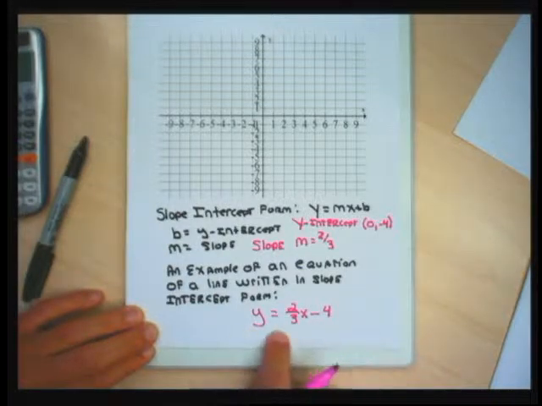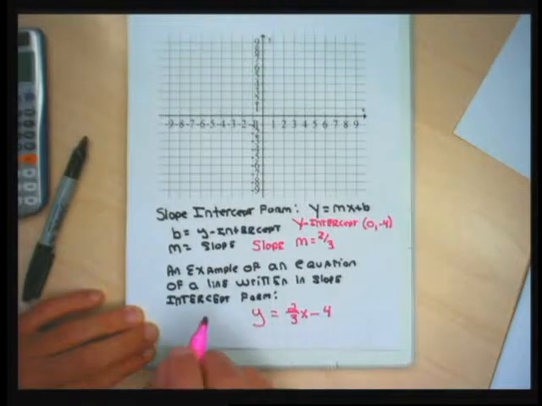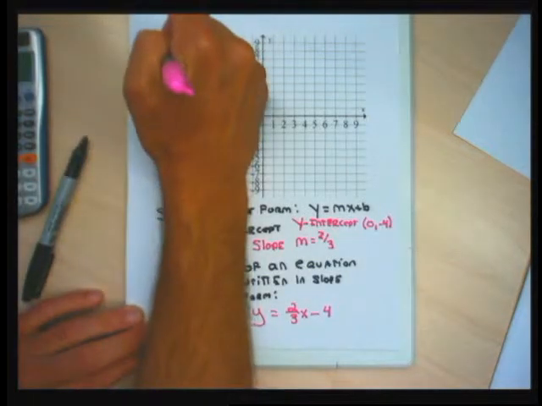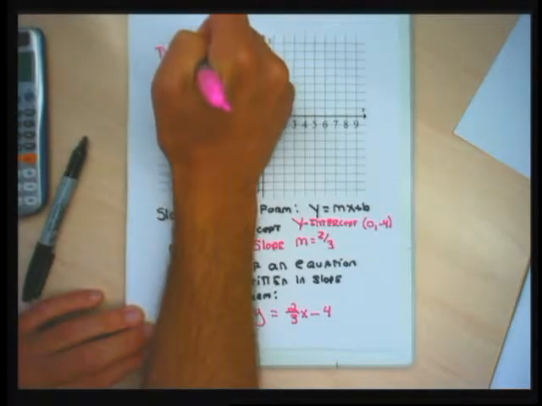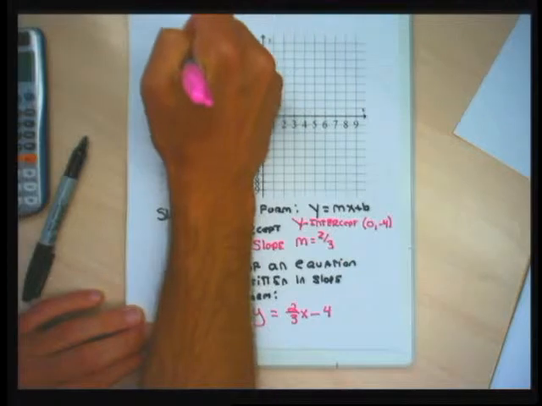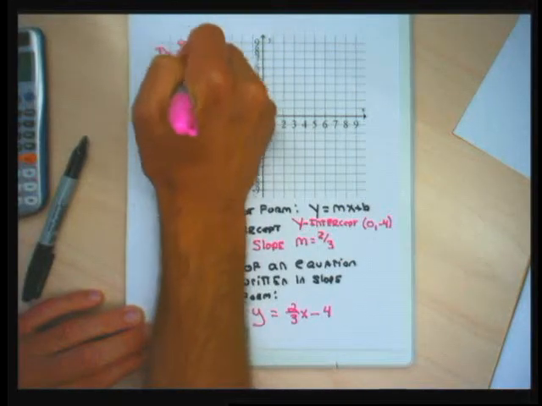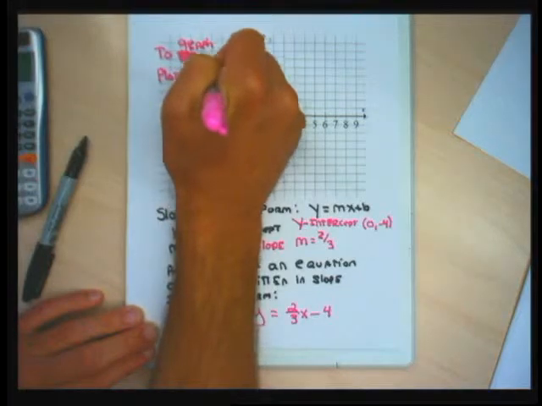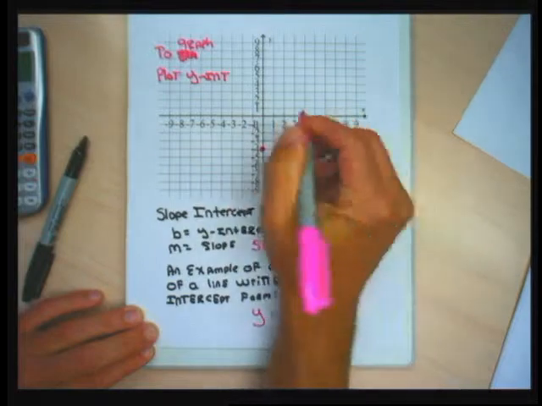I also should be able to graph this. To graph an equation of a line that's written in slope-intercept form, first you plot the y-intercept. That's why I have graph paper here. You plot the y-intercept. In this case, that's the point 0, -4. It's -4 on the y-axis.